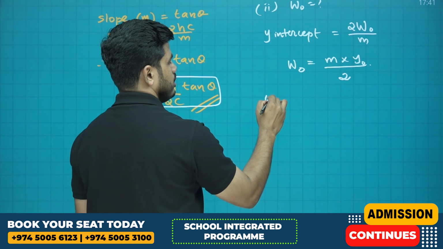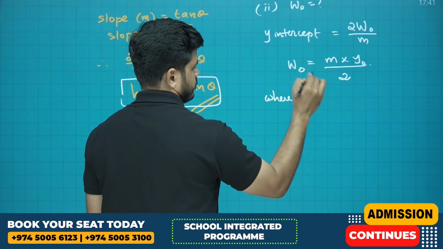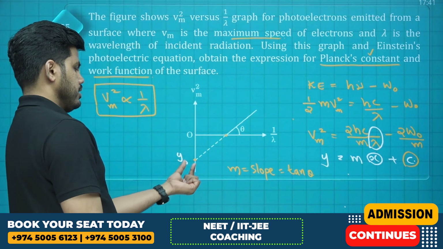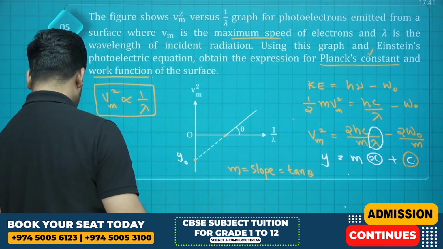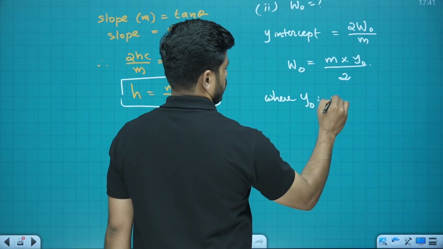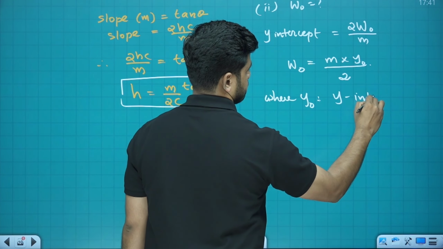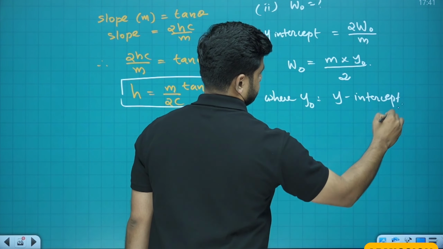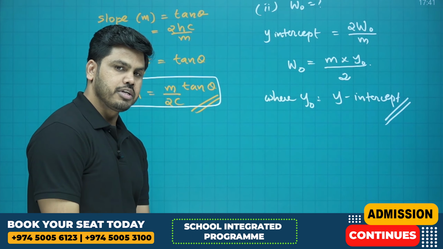What is that y naught? Check the graph once again. What is that y naught? That's the y-intercept, right? The point where the graph strikes the y-axis. So y naught is called the y-intercept. Okay, so we got the work function expression also.